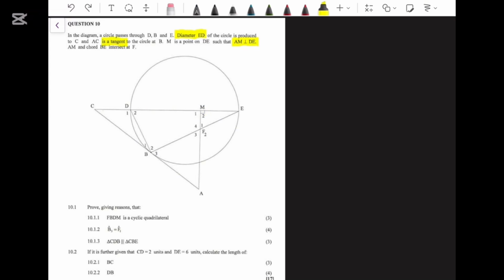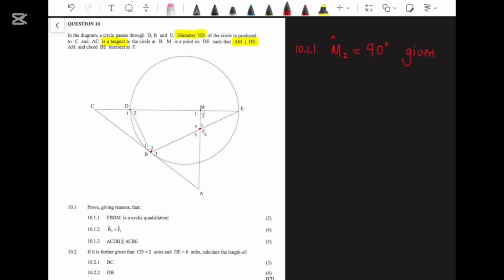Now, the first question here, we are required to prove that FBDM is a cyclic quad. There are three ways we can prove a cyclic quad. We can use converse angles in the same segment. We can use converse opposite angles of a cyclic quad. We can use converse exterior angle of a cyclic quad. Now, we can see that angle M2 is equal to 90 degrees. So that one is given.